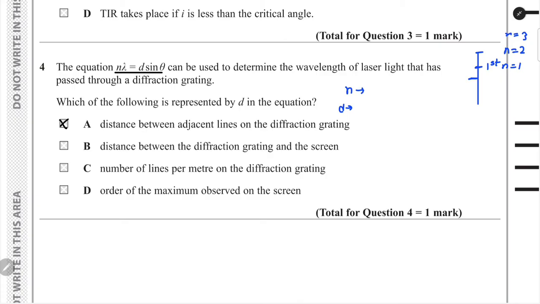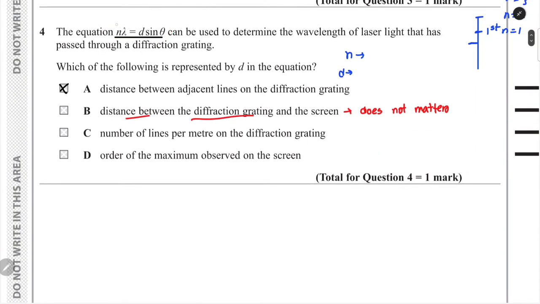For the diffraction grating equation, the distance between the diffraction grating and the screen does not matter if we are finding the angle theta. Using the diffraction grating equation, we have no mention of the distance from the grating to the screen. D is not the number of lines per meter, it's 1 by that. So if the number of lines per meter was, suppose, x, D will be equal to 1 by x. And the final one, the order of maximum, this is the value of n, not D.